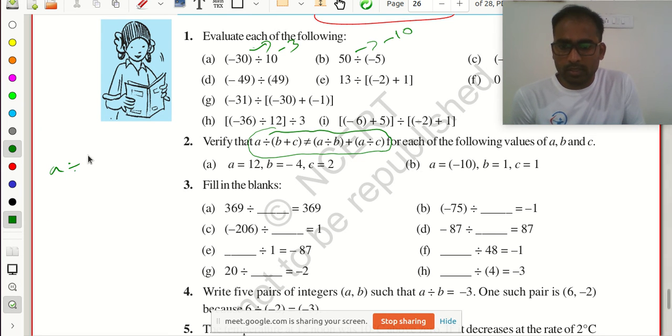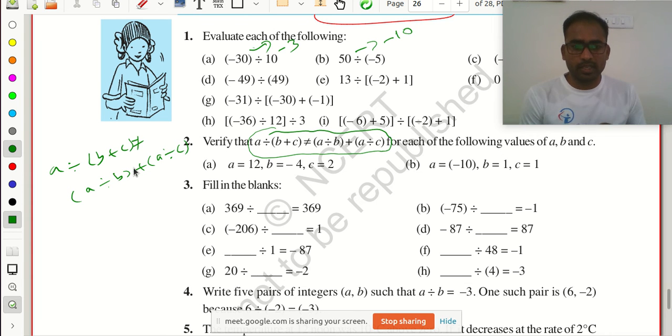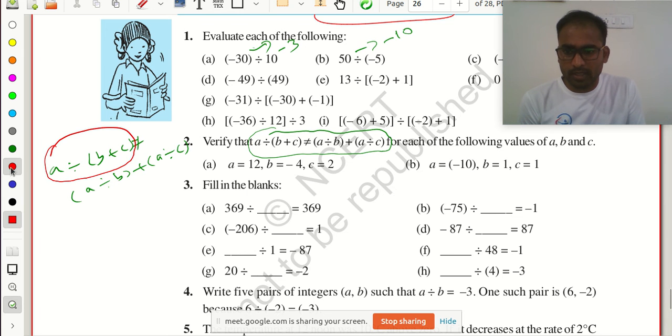A divided by (B plus C) is not equal to A divided by B plus A divided by C. This equation I need to check with the following A, B, C numbers. So here you need to find first A divided by (B plus C). In this operation you first do the bracket operation, first do the B plus C.